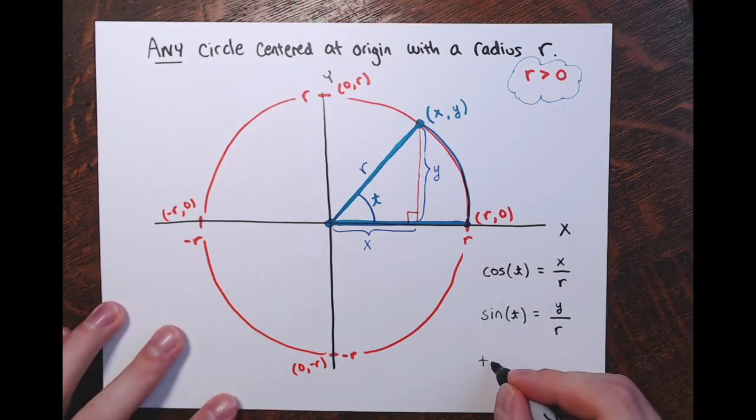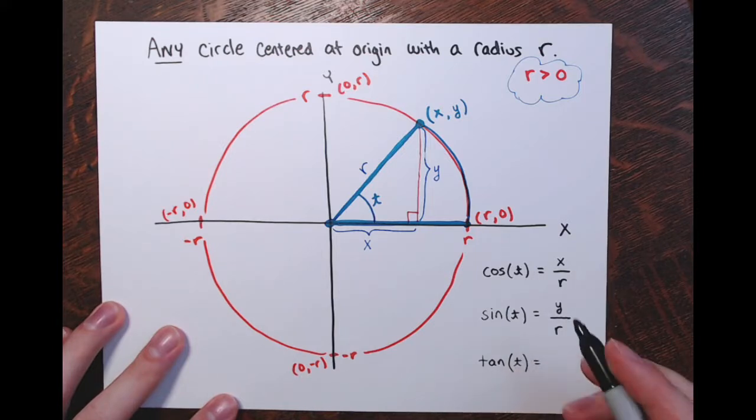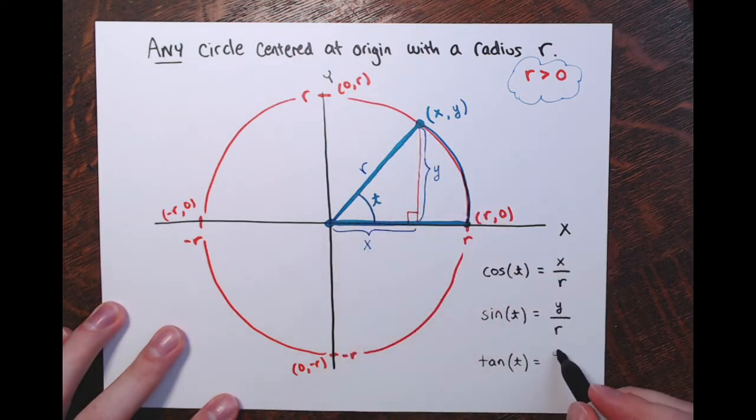And then the tangent. Now the tangent doesn't change. The tangent of this angle, again looking at my right triangle here, remember is opposite over adjacent, the y-coordinate divided by the x-coordinate.